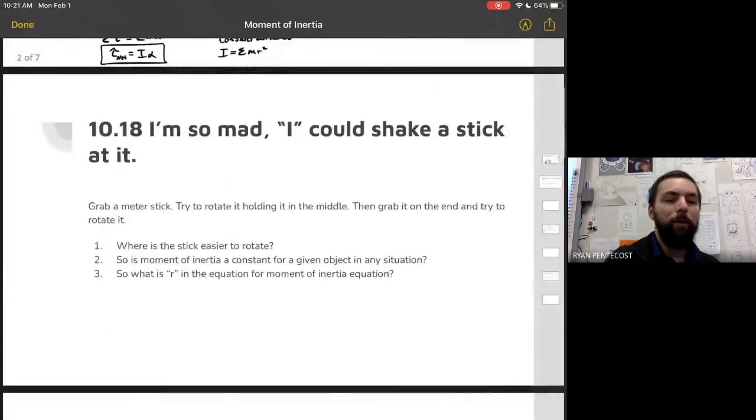And now we get to the puns, right? I'm so mad I could shake a stick at it. So the idea behind this is to actually grab a meter stick in class and try to rotate it holding it in the middle, right? Let me go grab one real quick. I don't know how this is going to show up on video, but we'll see. One second.